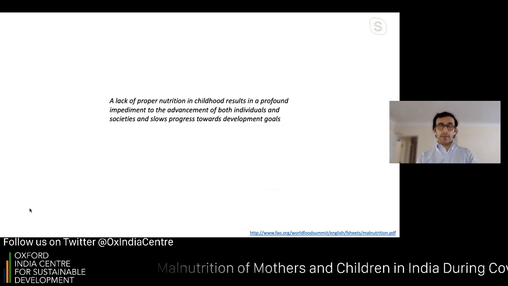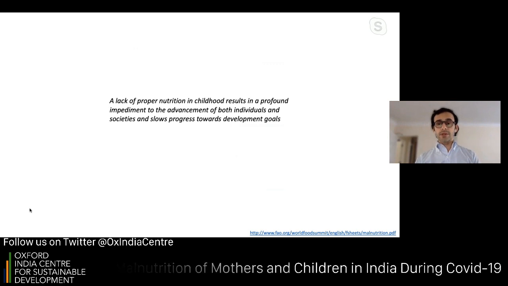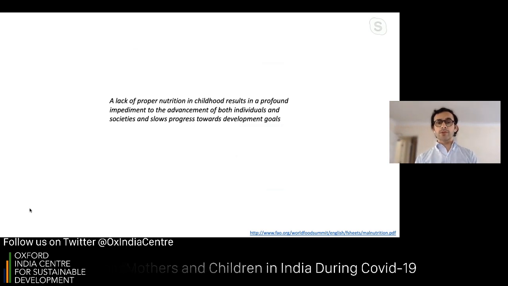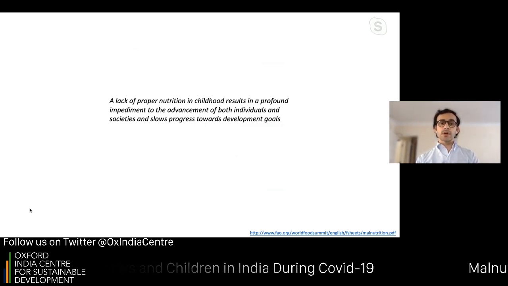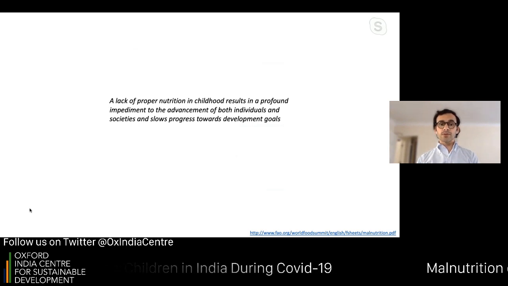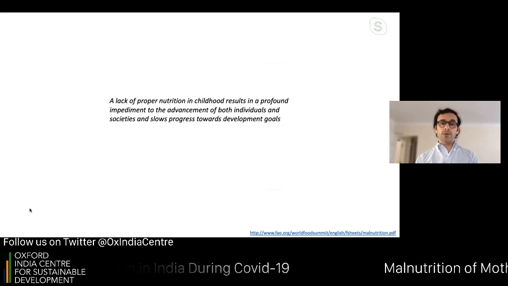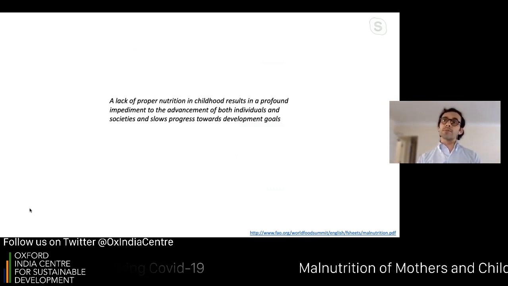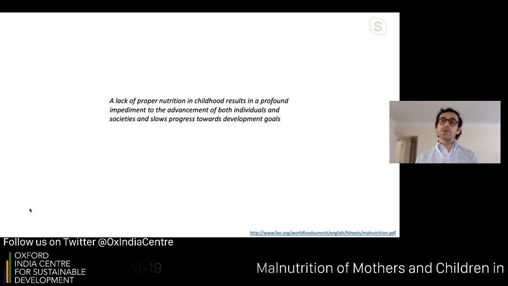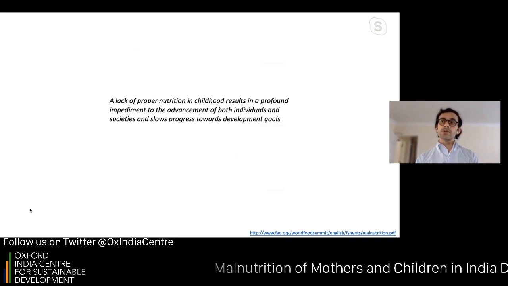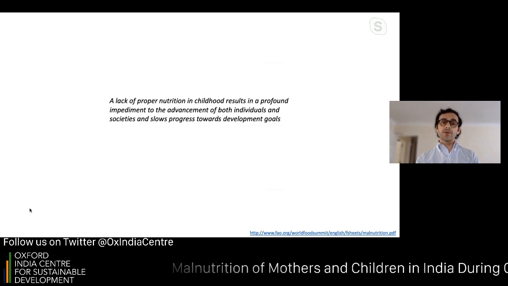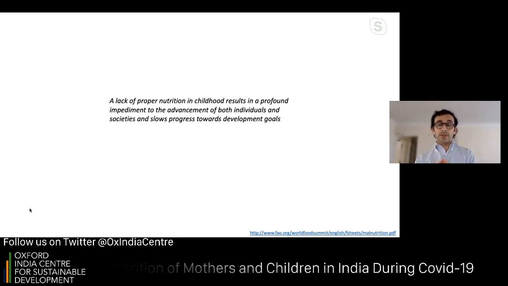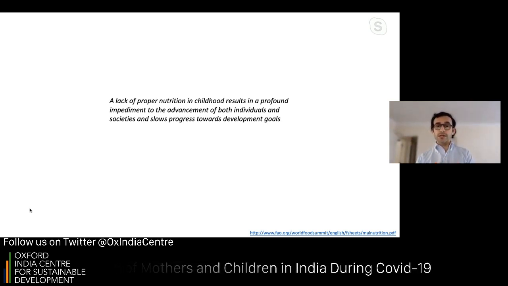So work done by numerous groups, including the Food and Agriculture Organization, which is a UN body, basically points to the fact that lack of proper nutrition in childhood can result in a profound impediment to the advancement of both individuals and societies, and it also slows the progress towards development goals. Now, this is common sense, isn't it? Because if you're not able to nourish your children, the children are the raw material for society. And if you don't have well-nourished children, you're never going to be able to have a strong and resilient society because the basic building blocks and the raw material for your society are not strong.